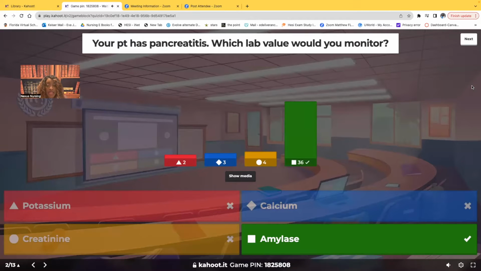Very good. Amylase, guys, that is a digestive enzyme. What it does is it breaks down complex sugars to simple sugars. And it's produced by the pancreas. So if the pancreas is in trouble, the patient has pancreatitis, which means that pancreas is inflamed, you're going to be looking at things that the pancreas actually produces, such as enzymes like amylase. So what else would you be concerned about?